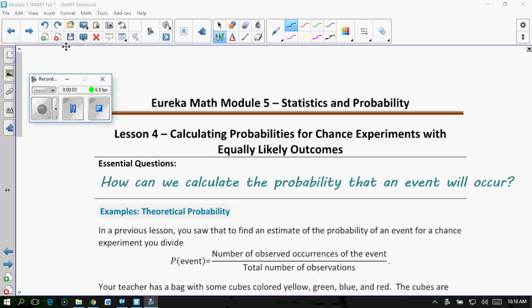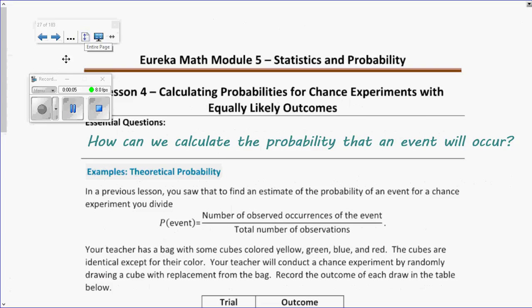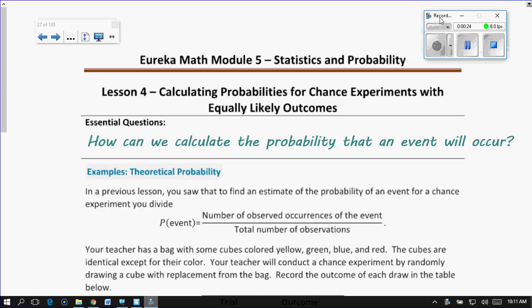Hi everybody, this is Module 5, Lesson 4. We are calculating probabilities for chance experiments with equally likely outcomes. So the essential question is, how can we calculate the probability that an event will occur? So this is not using data. It's just saying, if I know that this is the setup for an event, what is the probability that the event I want is going to happen?